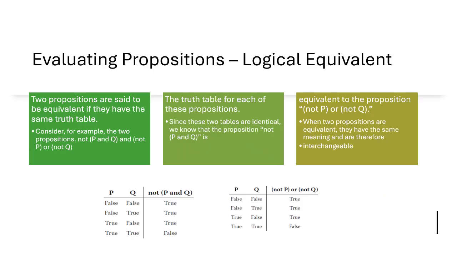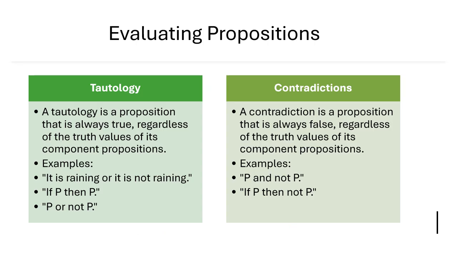So, evaluating propositions for logical equivalence. Two propositions are said to be equivalent if they have the same truth table. Okay, so not of P and Q, and not P or not Q, will give the same results. When you are performing P and Q and then doing the not, as well as doing not P and not Q and ORing them, both will give the same result. So whatever interchanging of operations you do in between, the final results will be similar.